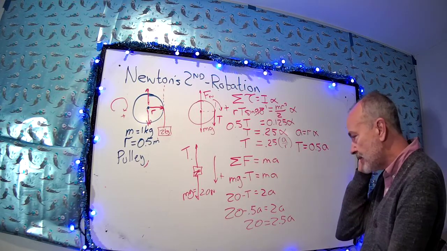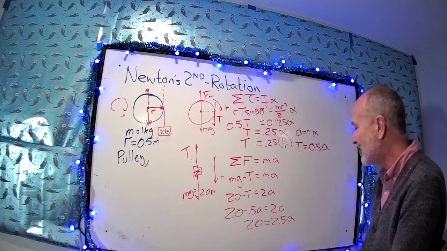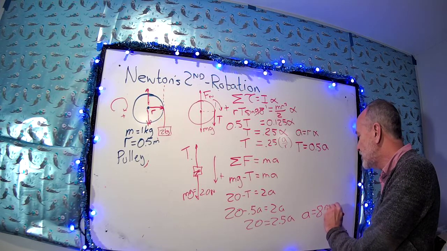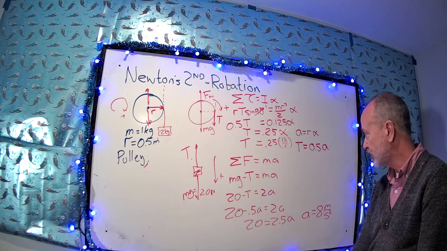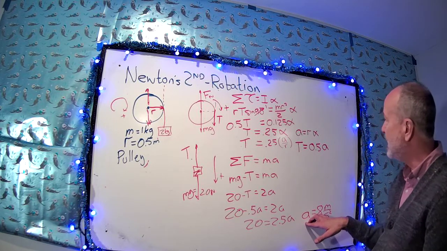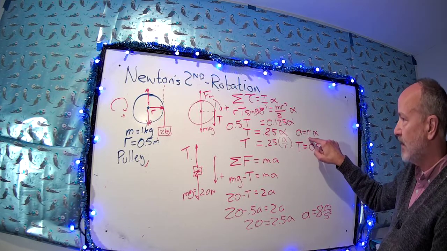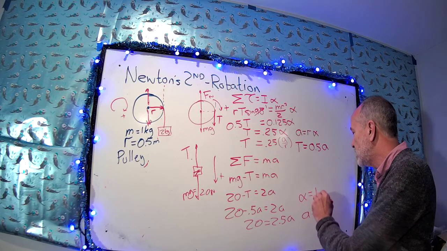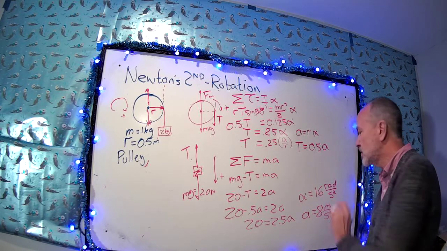And that ends up being, let me think about that, 5 divided by 2. 40 divided by 5, a equals 8 meters per second squared. Okay? Alpha would be 8 divided by 0.5. And so alpha would be 16 radians per second squared.